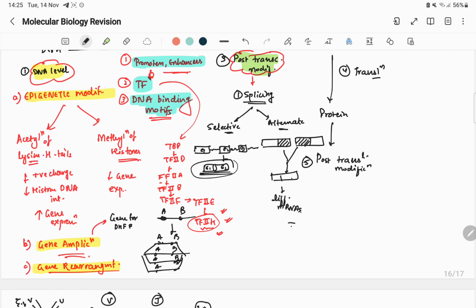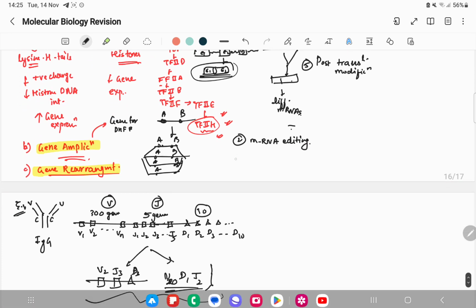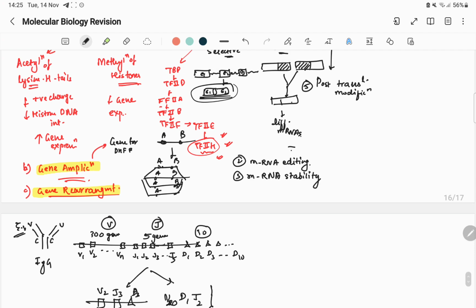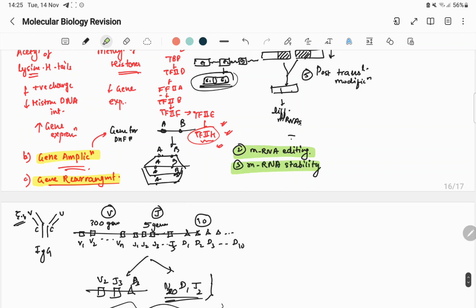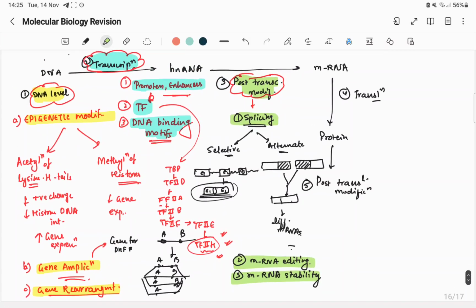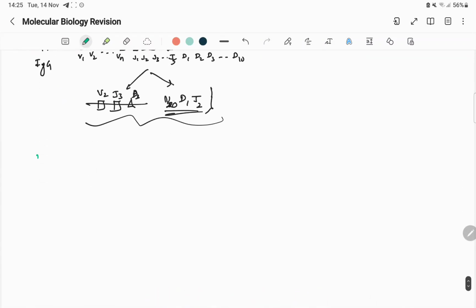Okay, then after splicing, another modification is mRNA editing, which we will discuss in a while. mRNA editing and mRNA stability. So let's talk about these two newly encountered terms. Splicing, mRNA editing, and mRNA stability are three modifications at the post-transcriptional level. So let's talk about the mRNA editing.